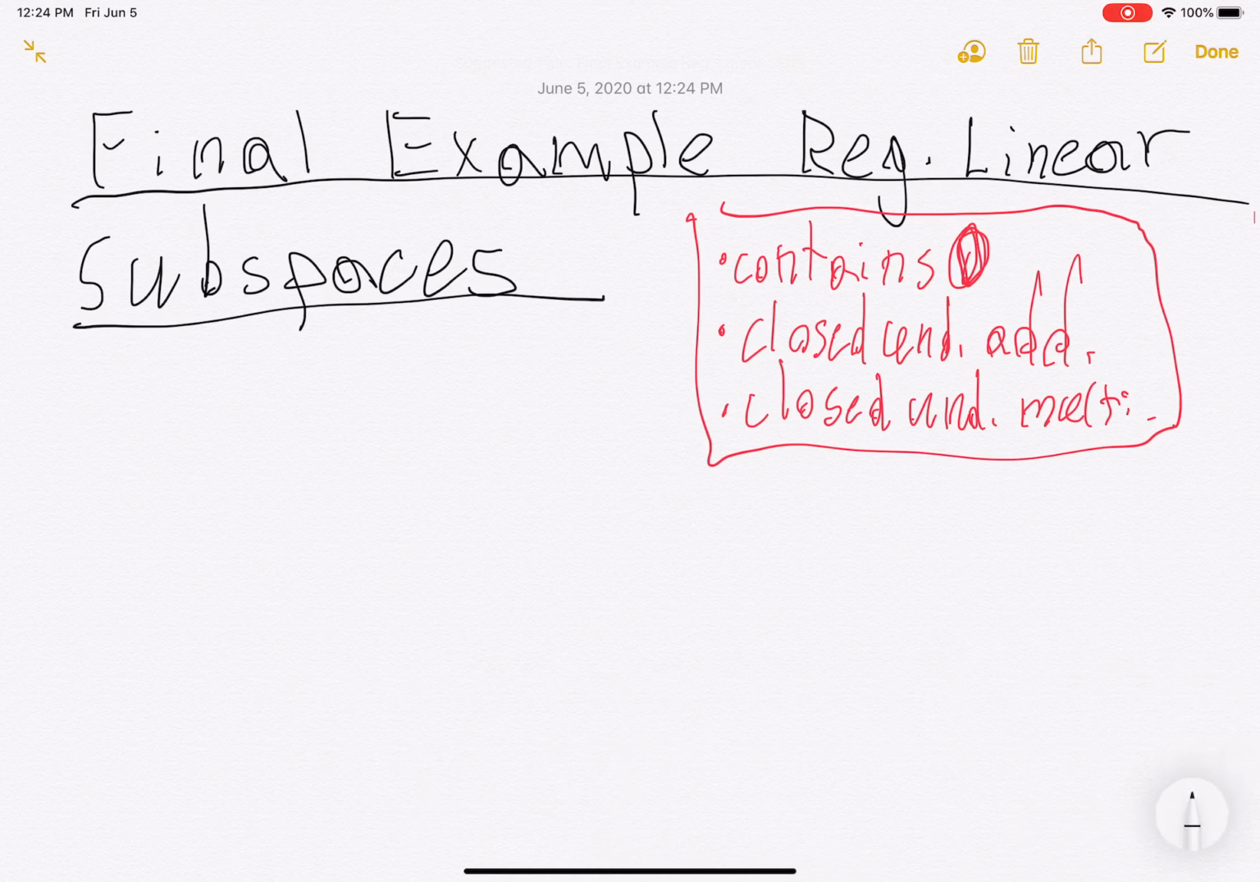Welcome back, everyone. So today we are going to be working on the final example regarding linear subspaces.